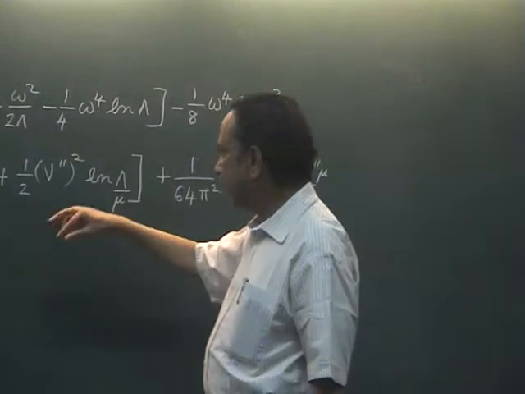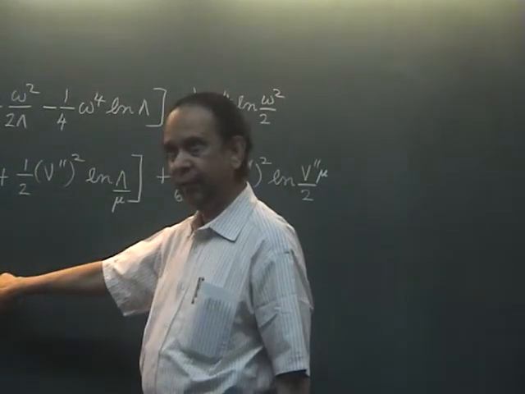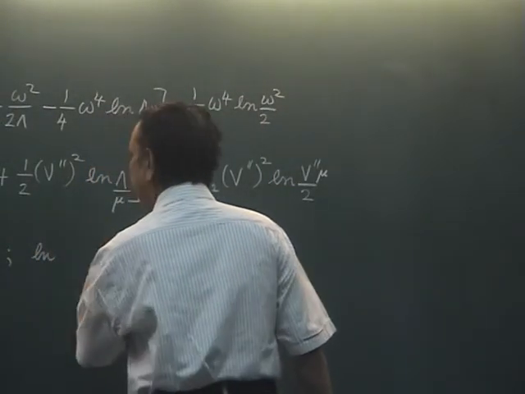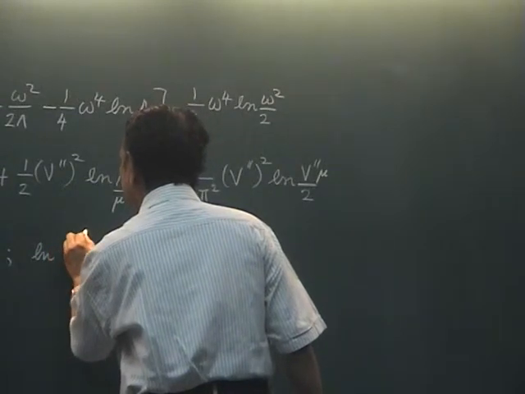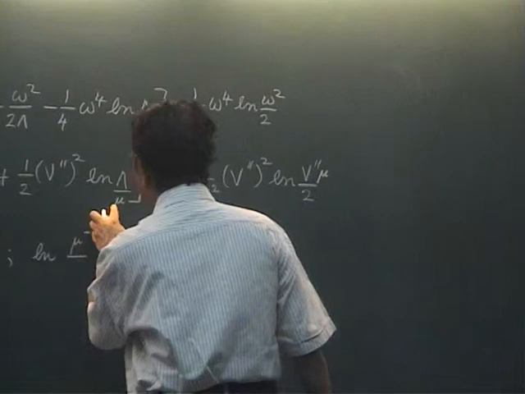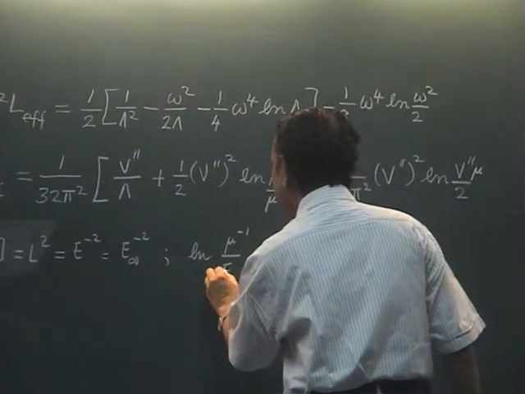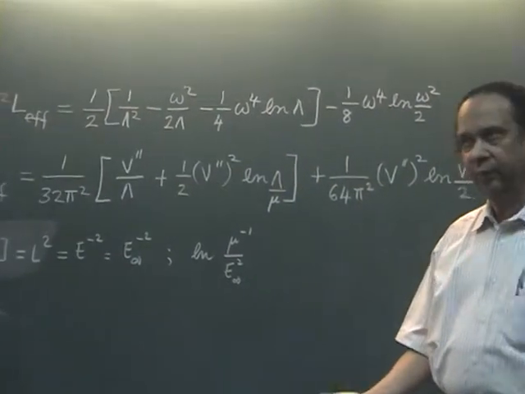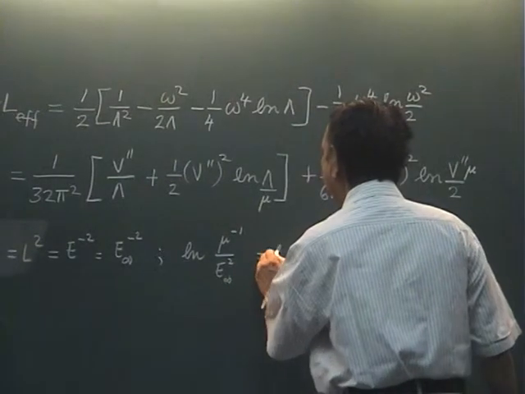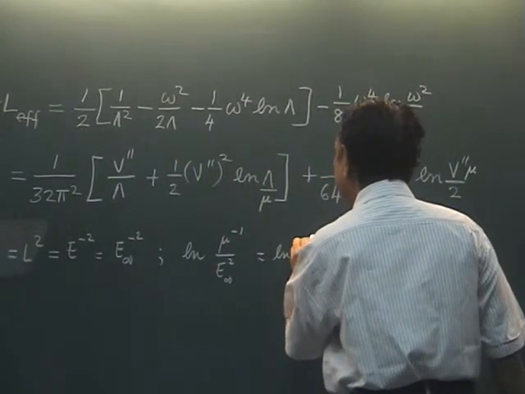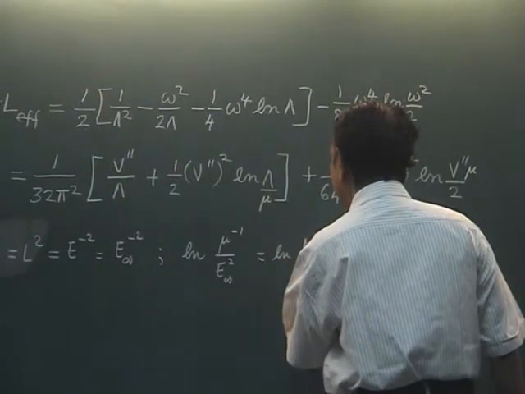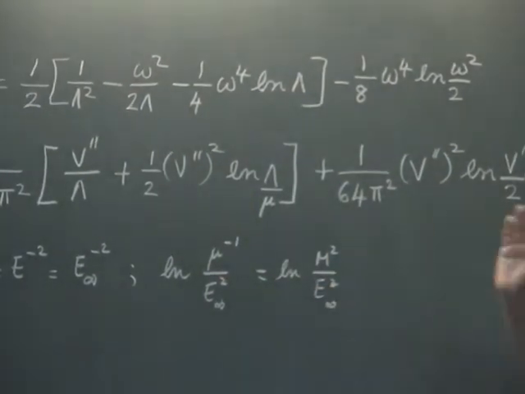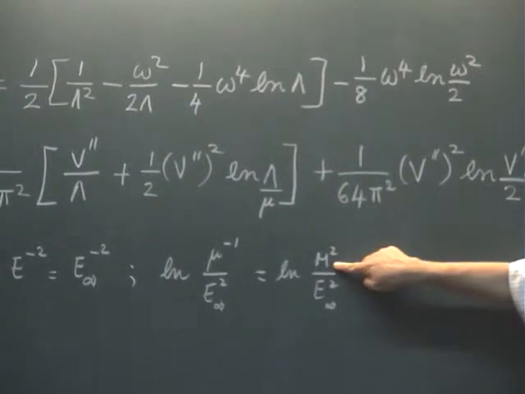So if lambda has dimensions of 1 over energy scale, so this term is actually log of mu inverse divided by, so I am just putting it on top, E infinity squared. So again, mu inverse is some energy squared, right? So let me call this some log m squared upon E infinity squared. What it means is that this entire operation has introduced another energy scale m squared into this.